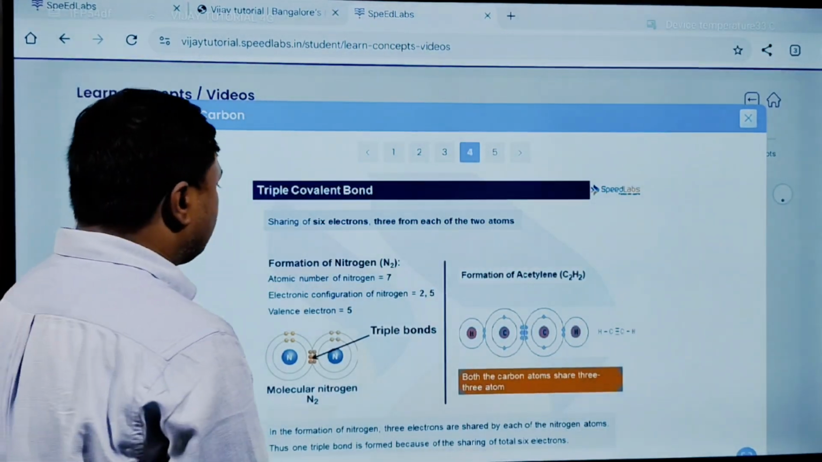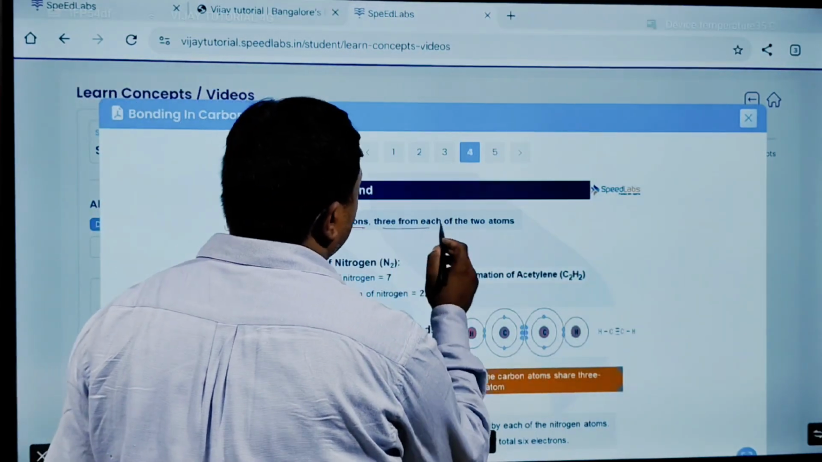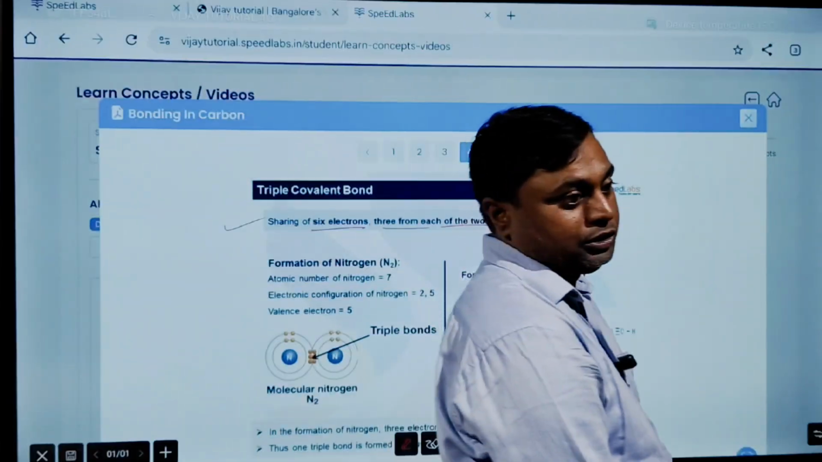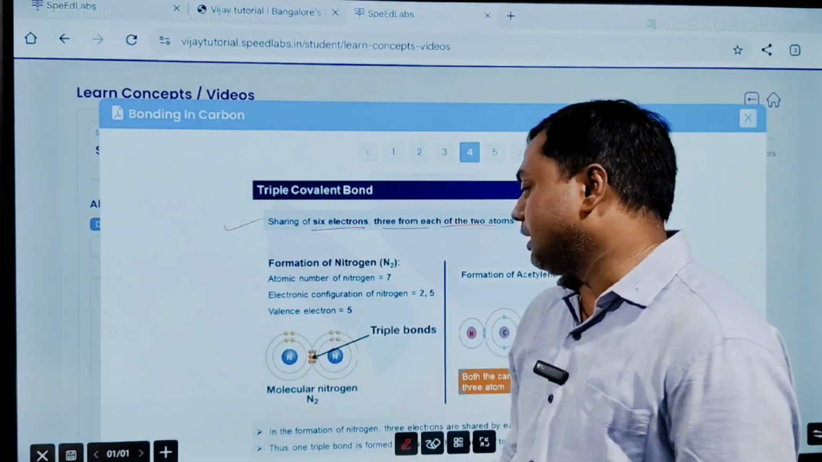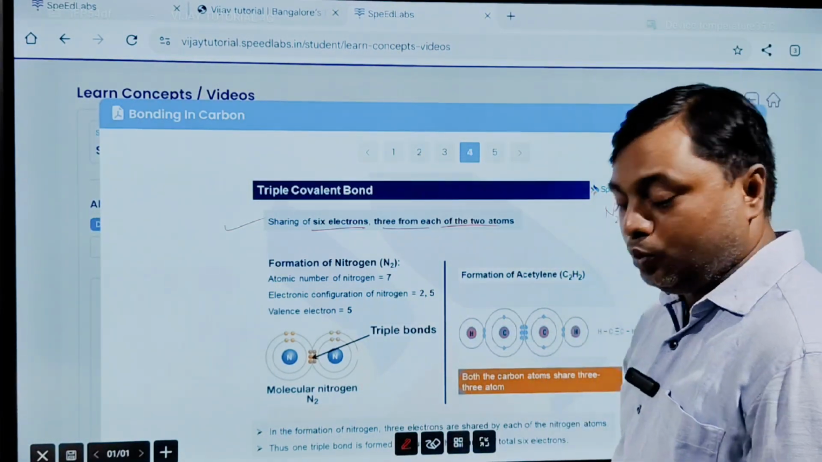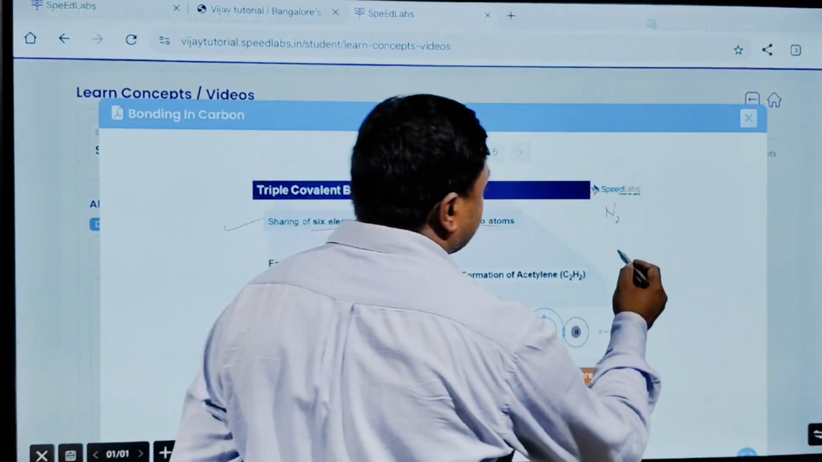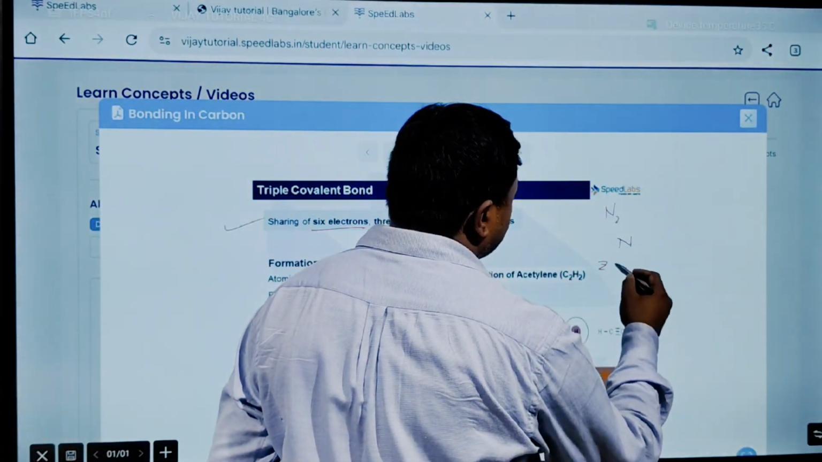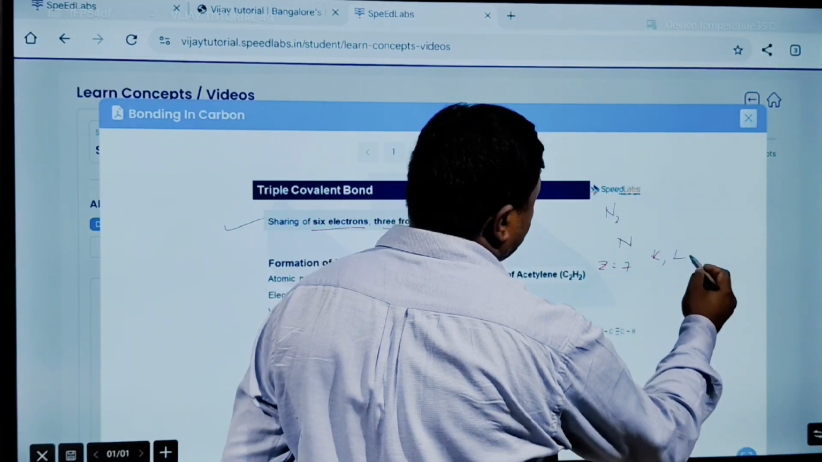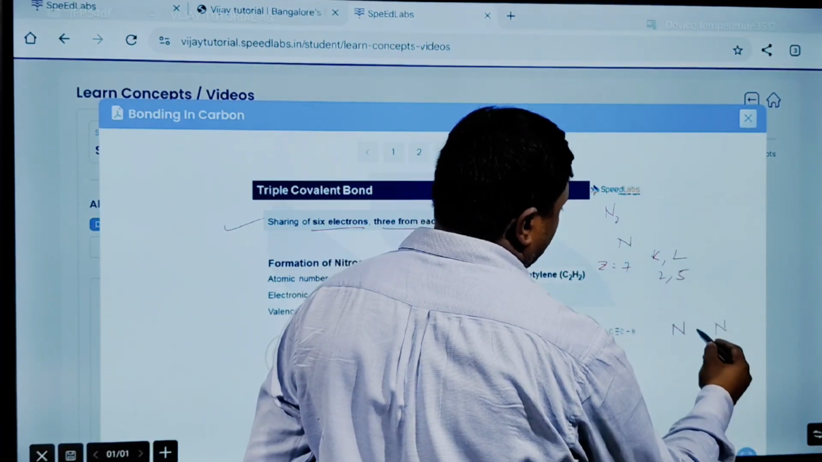In the triple covalent bond, sharing of 6 electrons, or 3 from each of the 2 atoms, takes place. Okay, so let's take the example of nitrogen, N2. N2 is formed by a triple covalent bond. When we talk about nitrogen, the atomic number of nitrogen is what? 7. Electronic configuration 2, 5. Yes or no? So nitrogen has 5 valence electrons.